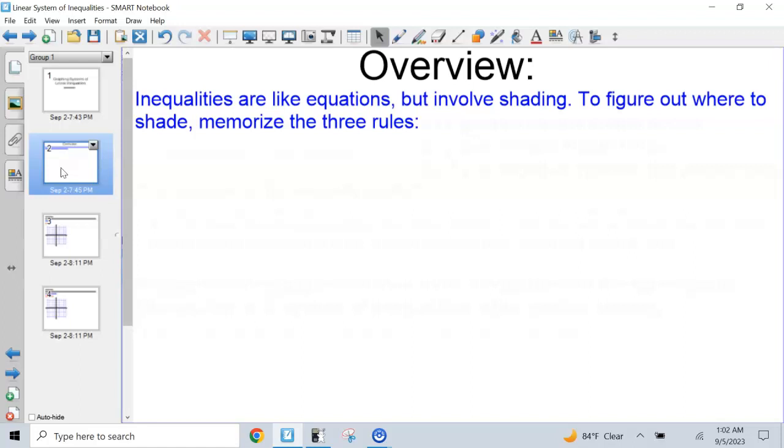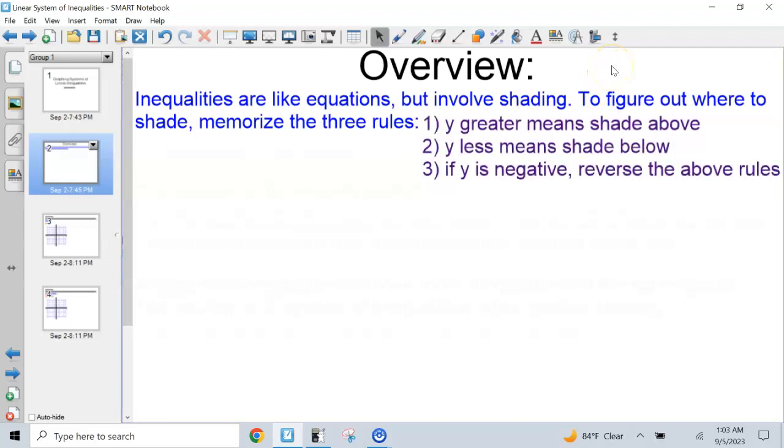Inequalities are like equations but involve shading. To figure out where to shade, you can memorize these three rules. Y greater than means shade above the line. Y less than means shade below the line. If y is negative, you reverse the top two rules. An alternate method is to do test points.